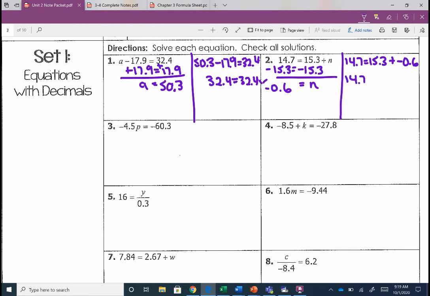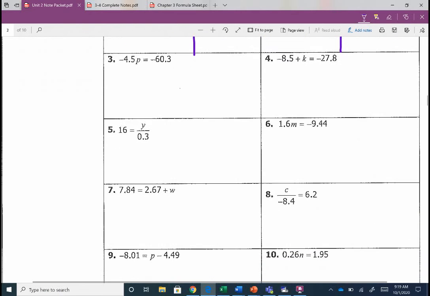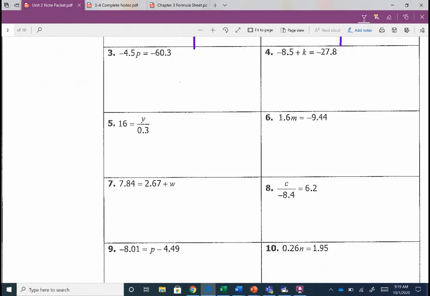All right, in number 3, we have negative 4.5p. So negative 4.5 times p. So to undo multiplication, we divide. Negative 4.5 divided by negative 4.5 is 1. So we get that p equals 13.4. We can put that in and check. So negative 4.5 times 13.4. Does that equal negative 60.3? And yes, it does.